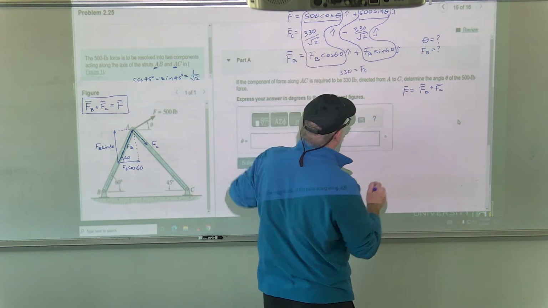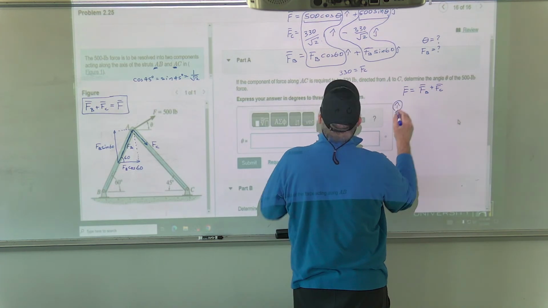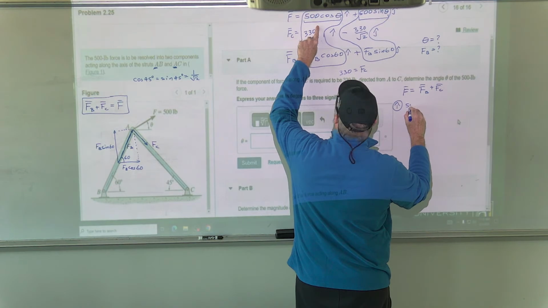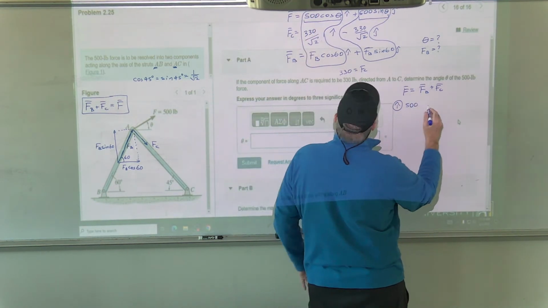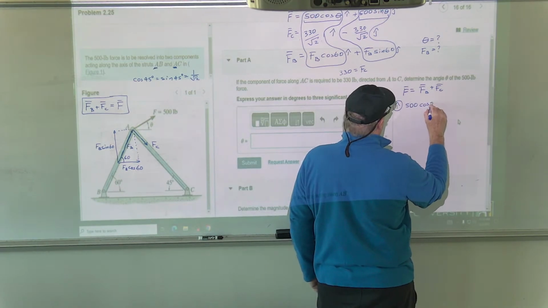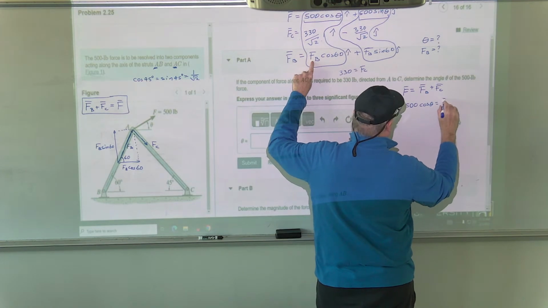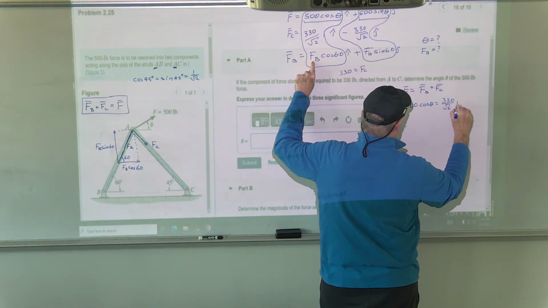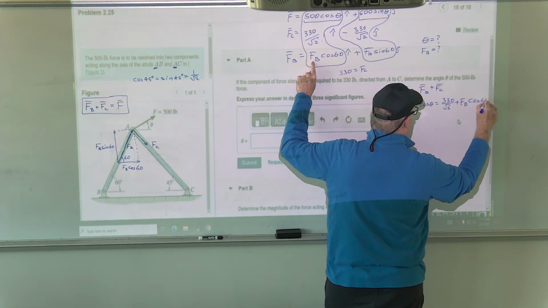So what I'm going to do is the components of the i first. On the left side, I got to put 500 or 550? 500. And that's got to equal this plus that. So 330 over square root of 2 plus FB cosine 60.